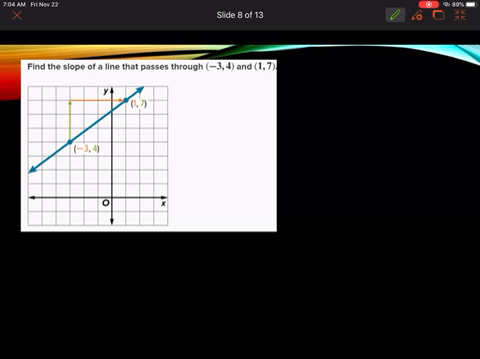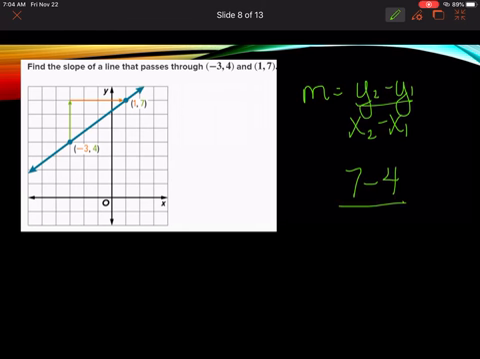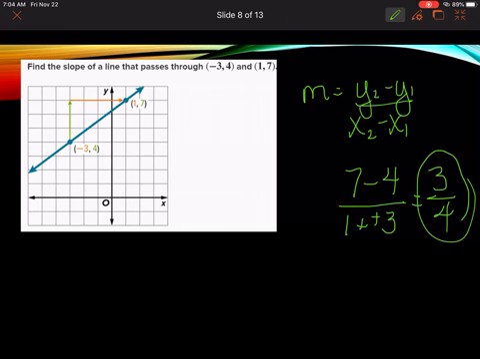So we should know right now that this is a positive slope. So m, remember that's how we notate slope. We're going to take y2 minus y1 over x2 minus x1. So I just have to pull the numbers out. So I can take 7 minus 4 over 1 minus a negative 3. 7 minus 4 is 3. 1 minus a negative 3, which is plus, is 4. So our slope is 3/4. Once again, this one is going uphill, so it is positive.